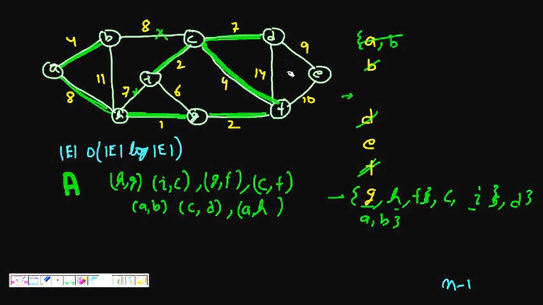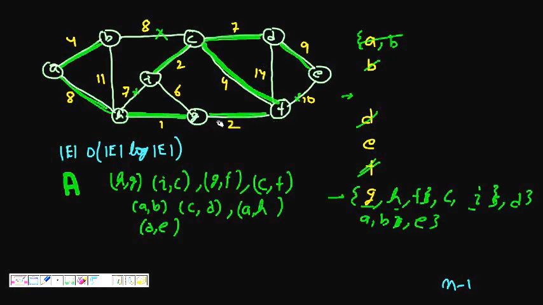So DE. Can we join DE? D belongs to this set and E belongs to this one, so we can join them. DE is chosen, and E also comes to this set. Then after 9, we have 10 here, EF. Can we join? Find set of E and F are the same, so we cannot join this one.